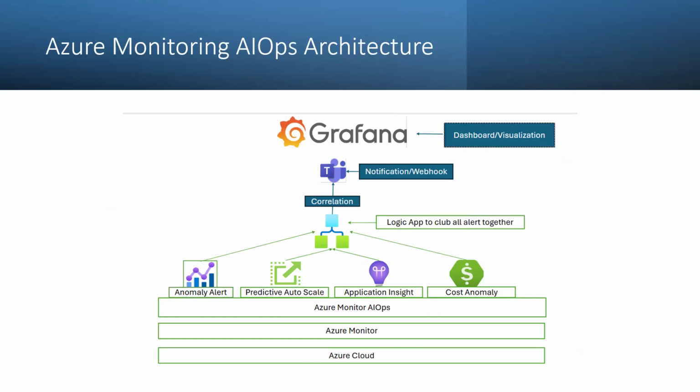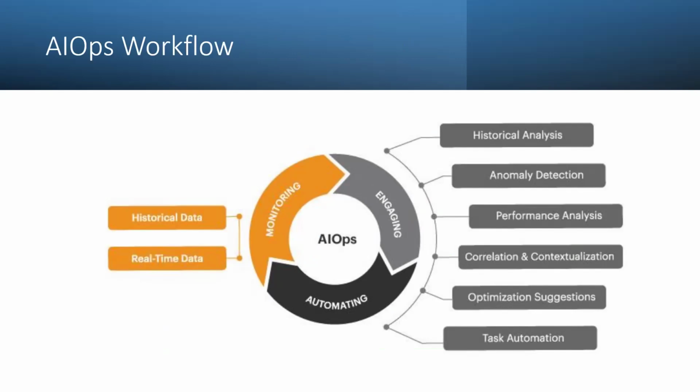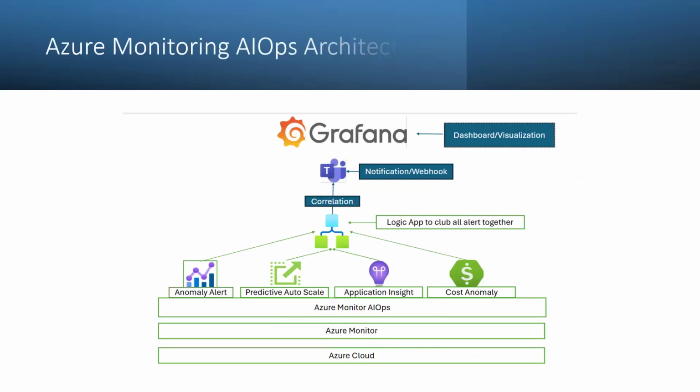One is anomaly alert. It is dynamic alerting where you don't need to set any threshold value. The system will learn based on the previous trends and the historical data analysis. Second is predictive autoscale. Remember, in the previous slide we talked about performance analysis. Here predictive autoscale is your performance analysis. It detects whether the system needs extra resources. If extra resources are needed, Azure Monitor will automatically scale out machines. It will build new machines for you according to your resource requirement.